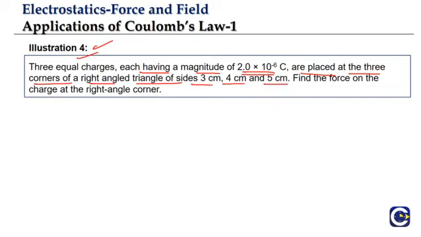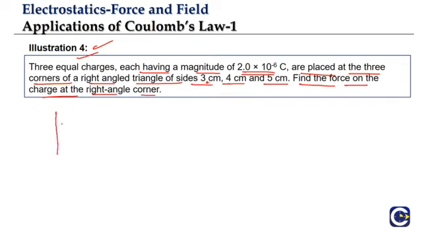Means if the sides which are forming the right angle are 3 and 4 cm, the hypotenuse value is going to be 5 cm. So this information they are not telling us, we need to clearly look at it. Find the force on the charge at the right angle corner. So we need to find what is the force on the charge at the right angle corner.